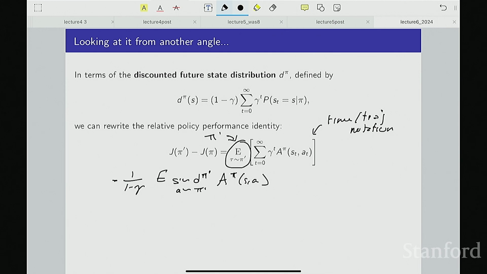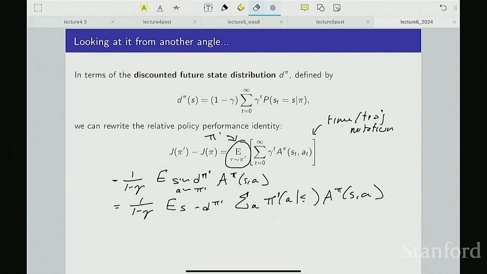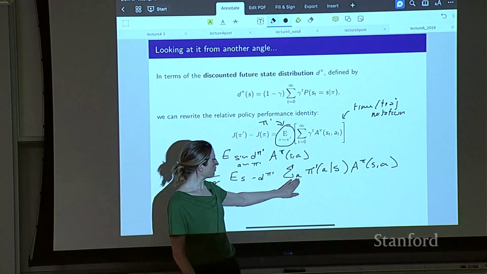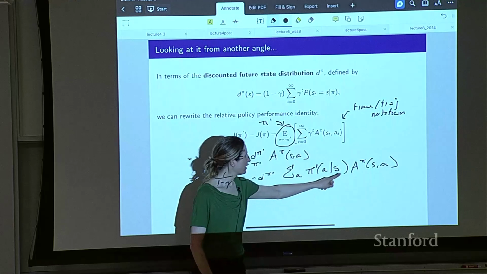Now I'm going to note the following. What does this look like? It's 1 over 1 minus gamma, the expectation over s prime sampled according to d pi prime, and then this expectation is the sum over a of pi prime of a given s times the advantage. Let me try to make this notation neat. I'm taking an expectation for each of the states. Imagine I sample states from my d pi prime distribution. How do I do the expectation over a sampled from pi prime? I just sum over all the actions, look at the probability of taking that action in that state under pi prime, times my advantage.